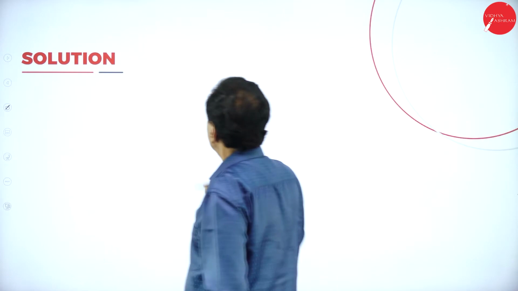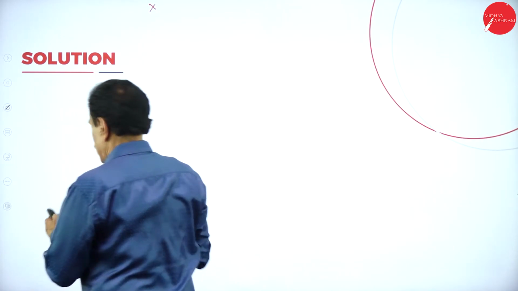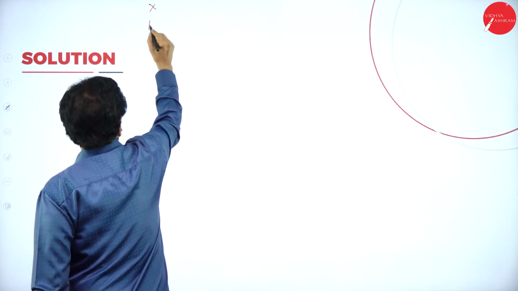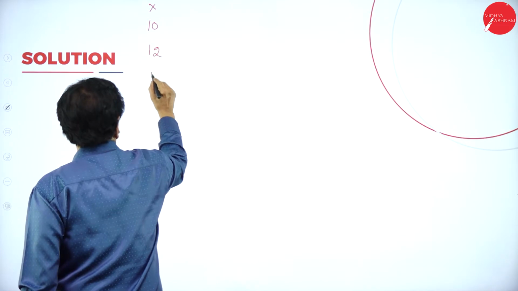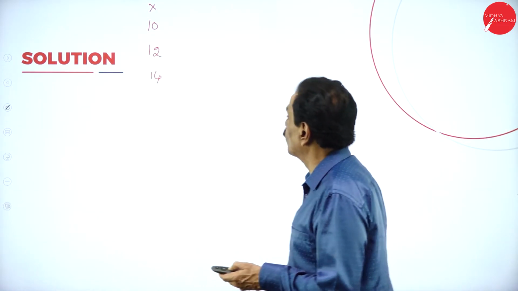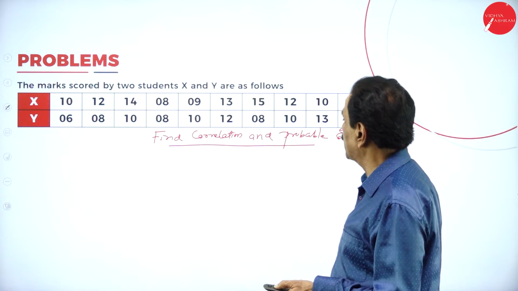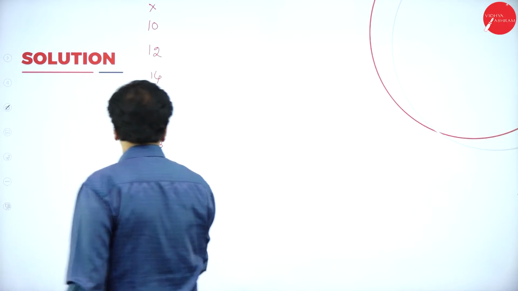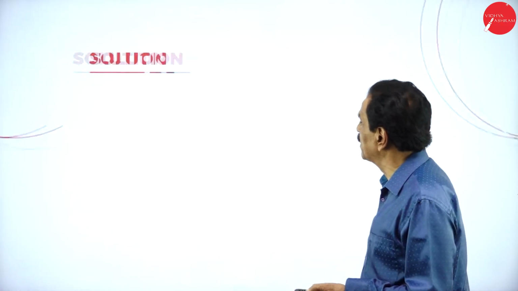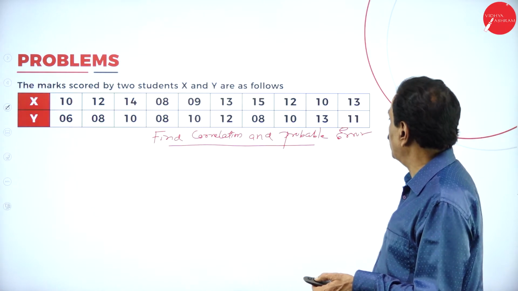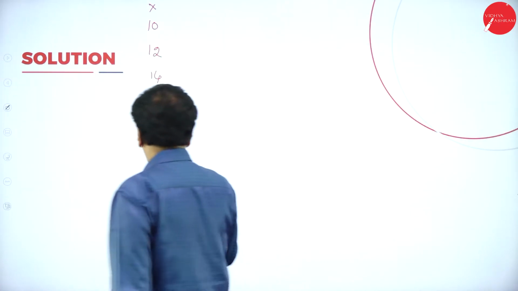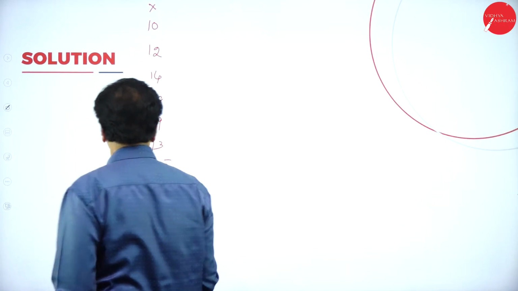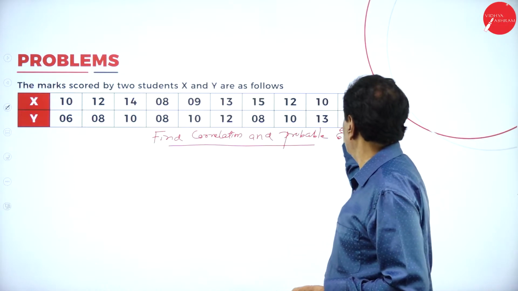X. What is the first number? 10, 12, 14, 8, 9, 13, 15, 12, 10, 13. I will see that.